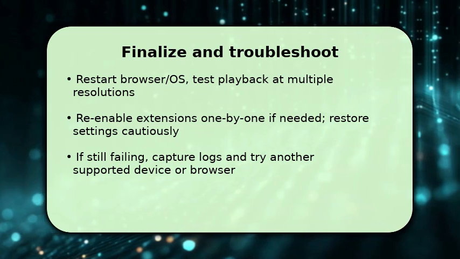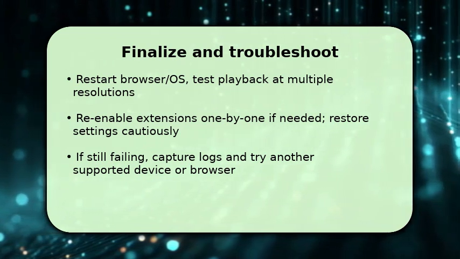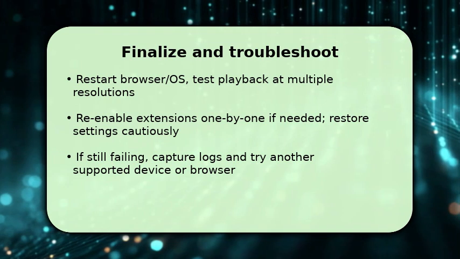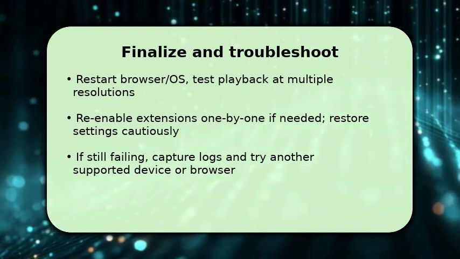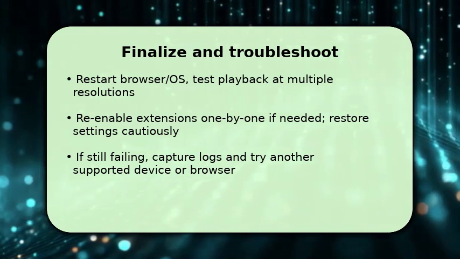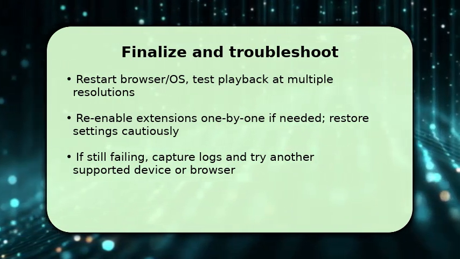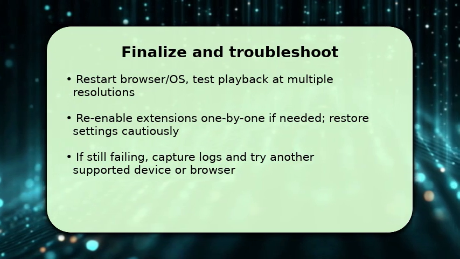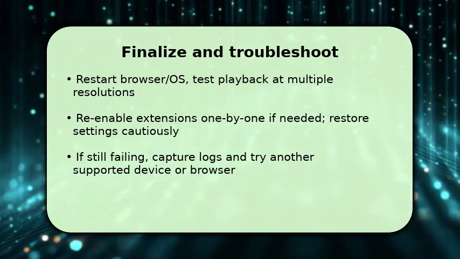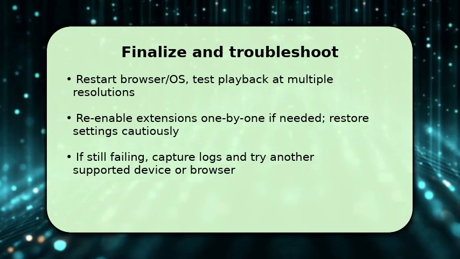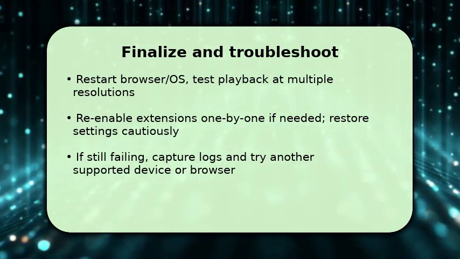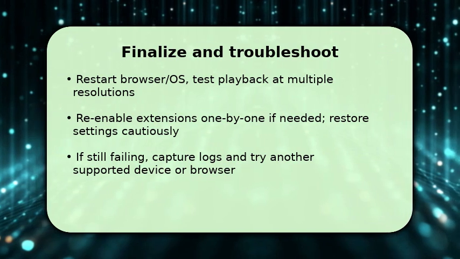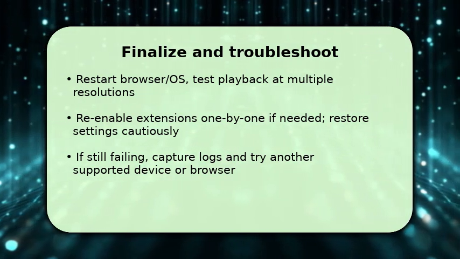If you re-enable extensions, do so one at a time to catch regressors, because one extension can undo DRM behavior. If problems persist, collect developer tools logs and system DRM errors, and try a different supported browser or device to determine whether the issue is platform-specific. This log evidence guides the next targeted repair step.